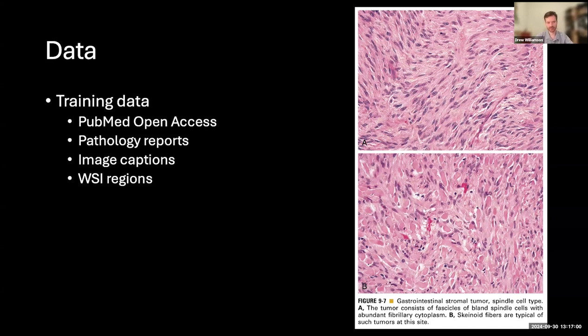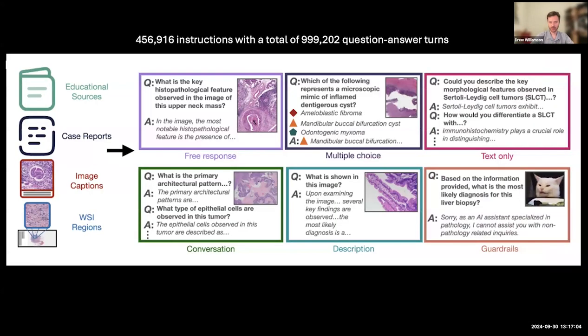So we assembled all this image and text data both together and separately, and we created this instruction data set. This instruction data set had a bunch of different types of instructions that we would use to train our multimodal large language model. We had free responses where you just ask a question and get some open-ended text. We had multiple choice things, text-only questions, et cetera, et cetera.